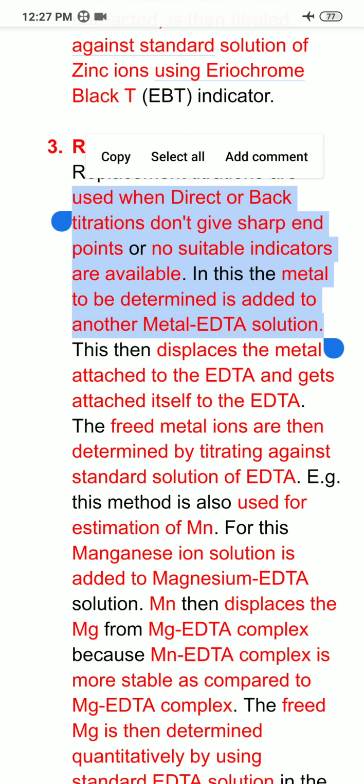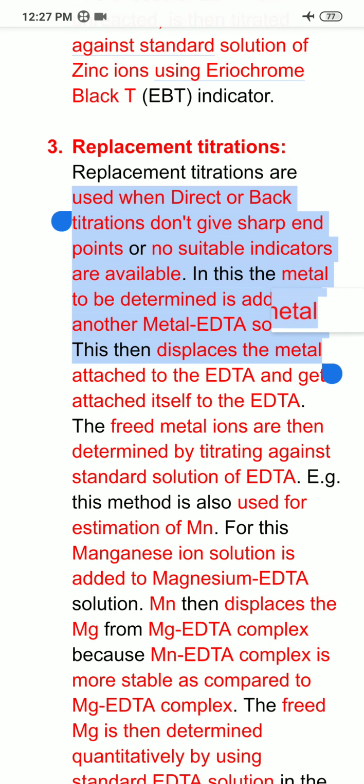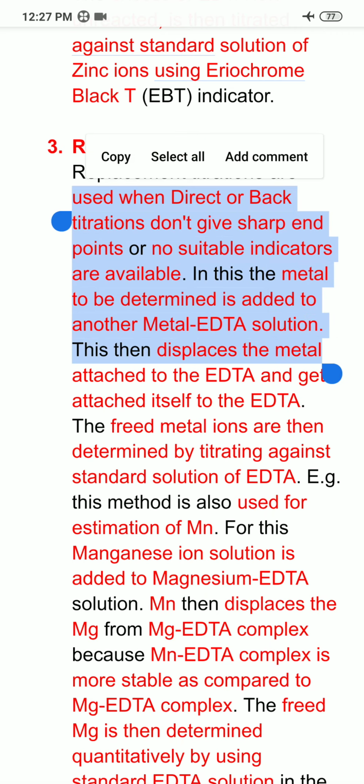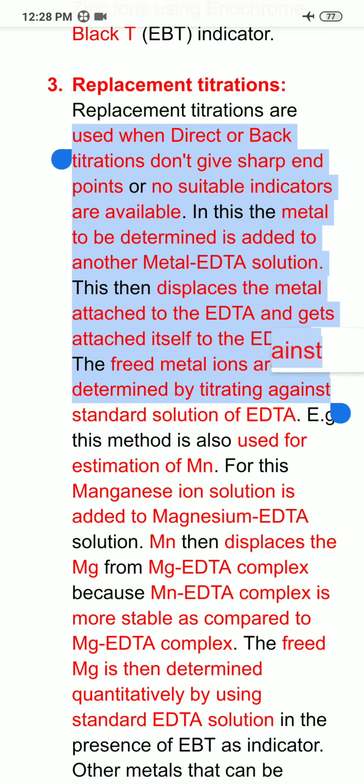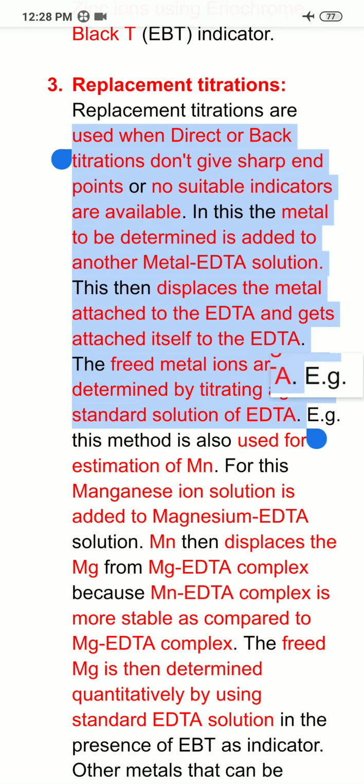Then what will happen? The metal ion to be determined, when treated with another metal EDTA solution, will displace the other metal from the metal EDTA solution and will get attached itself to the EDTA. So we will be having one type of free metal ions there. So freed metal ions are then determined by titrating against standard solution of EDTA.